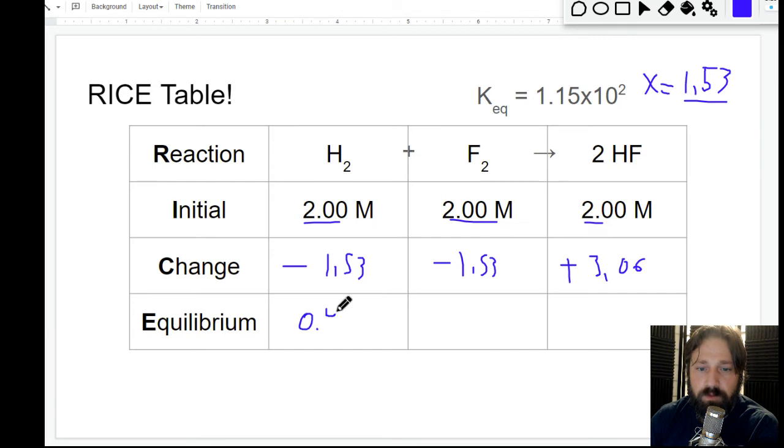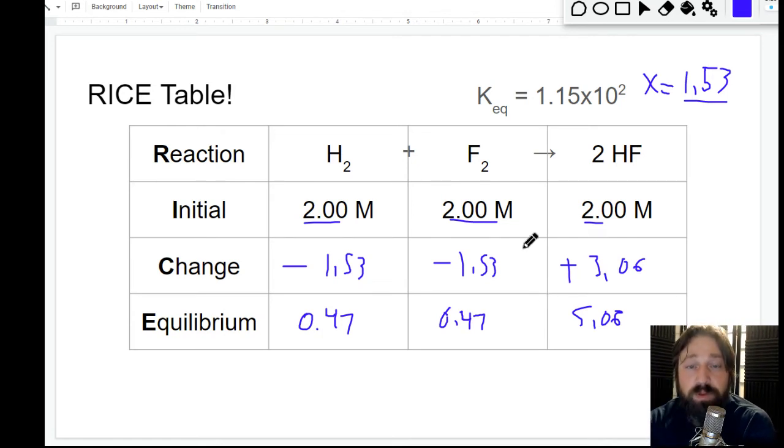All right, and so our equilibriums are going to be 0.47, 0.47, and this one is going to be 5.06 molar. All right, so now we have ourselves our equilibrium concentrations. Hooray, we did it. We now can go through and look at our hydrogen fluoride gas and say 5 point something molar, that's a lot. Better make sure the seals are good on the flask so we don't all die. That's the idea behind this. So yeah, this is how you go through and use a rice table.